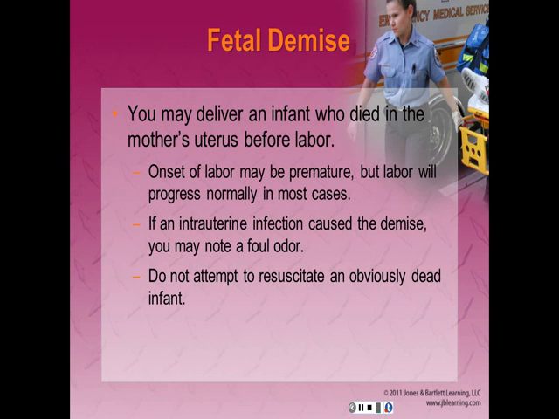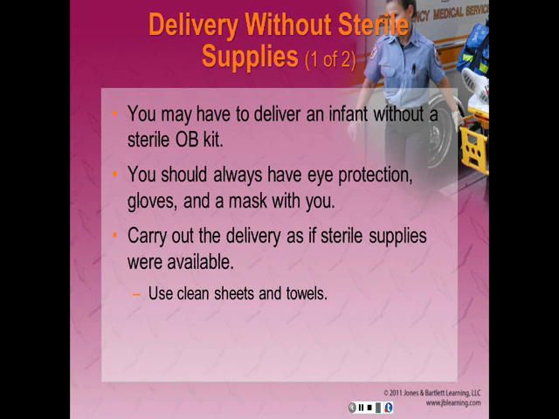Fetal demise. You may find yourself delivering an infant who has died inside the mother's uterus before labor. The onset of labor may be premature, but labor will otherwise progress normally in most cases. If an intrauterine infection has caused the demise, you may note an extremely foul odor. The delivered infant may have skin blisters, skin sloughing, and a dark discoloration. The head will be soft and perhaps grossly deformed. Do not attempt to resuscitate an obviously dead infant.